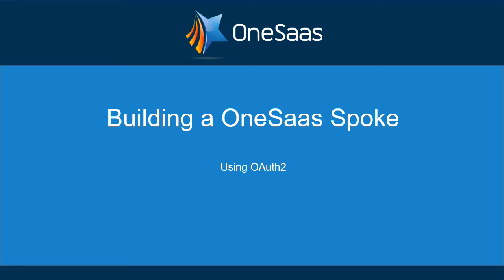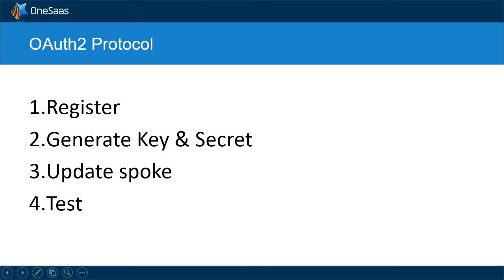In the previous video, we've seen how to create our first OneSaas spoke. This video, I'll walk you through how to connect OneSaas to your application using the OAuth2 protocol. So in order to connect OneSaas to your application via OAuth2, we'll follow these steps. Register OneSaas as an OAuth2 client with your application, generate the consumer key and consumer secret, update the spoke configuration, and test the connection. Let's get started.